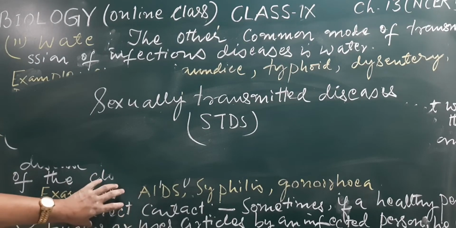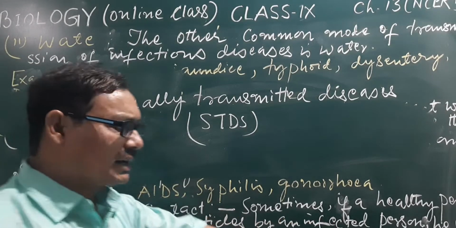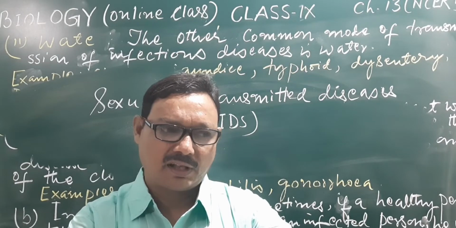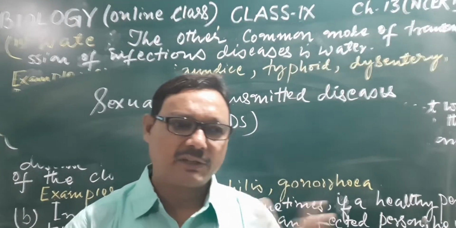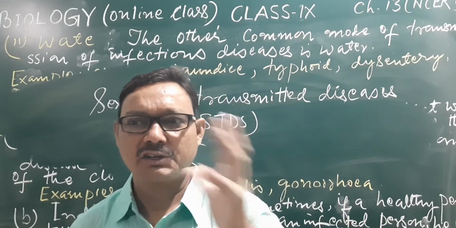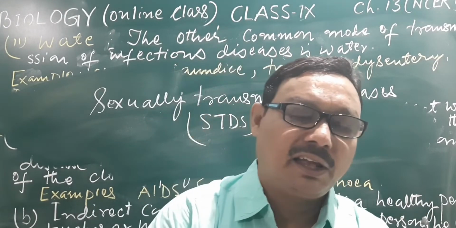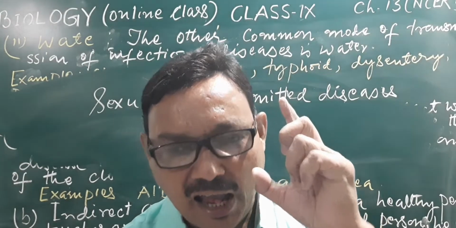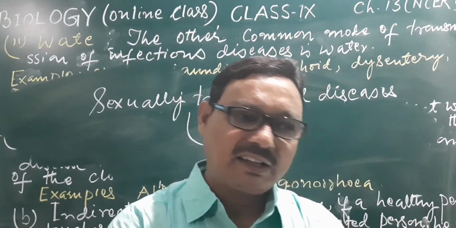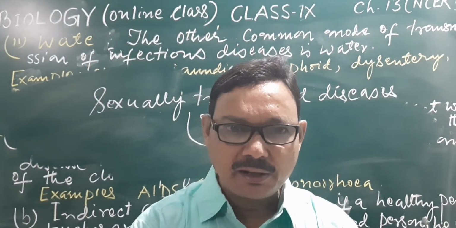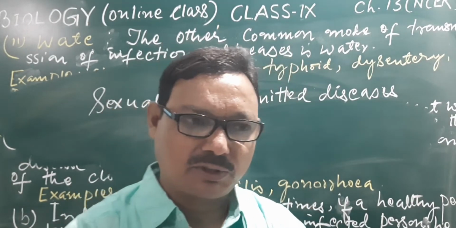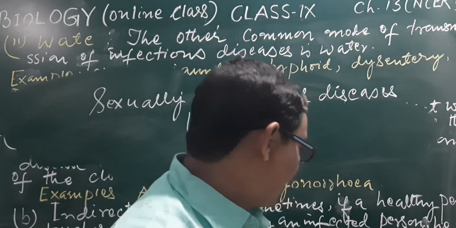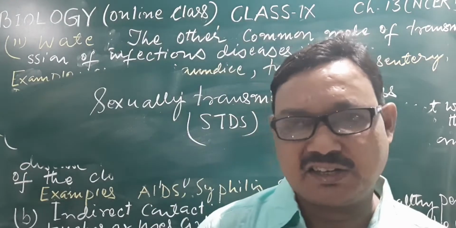And in the second part, indirect contact. Indirect contact means if an infected person uses articles like utensils, clothes, bed, towels, etc., and another healthy person uses those articles which have been used by the infected person, then there is also a possibility of spreading the disease. The examples here are typhoid and infective hepatitis, etc.